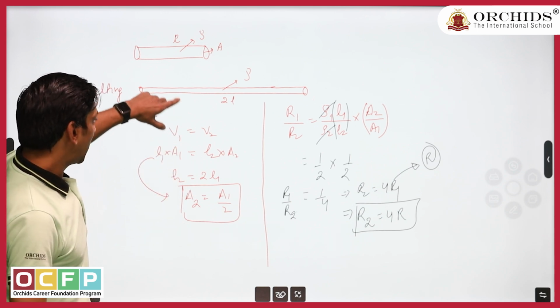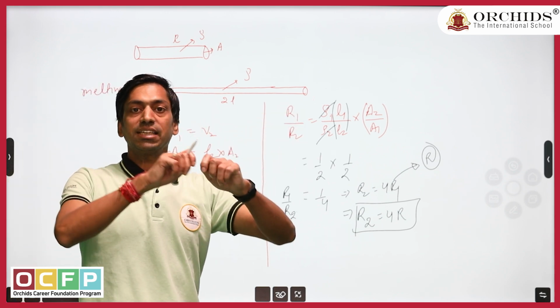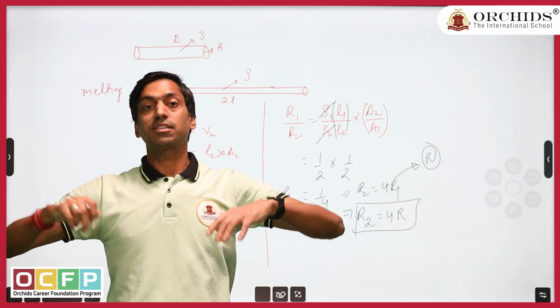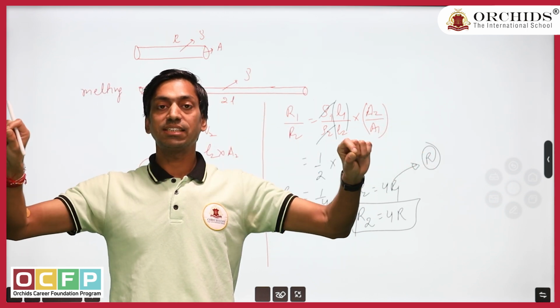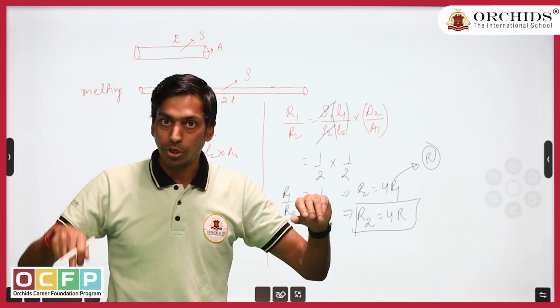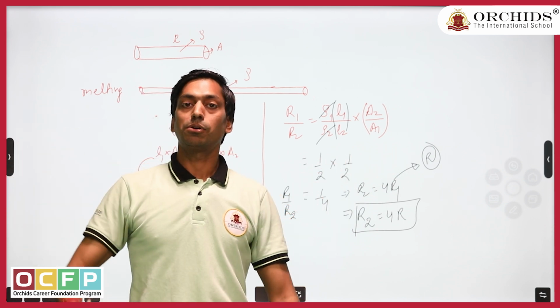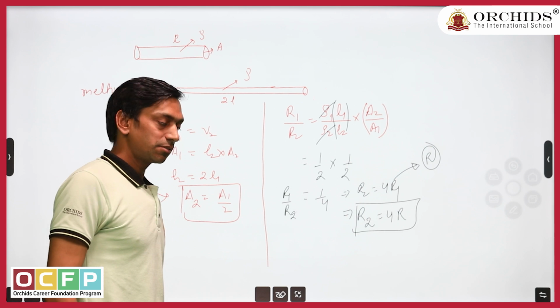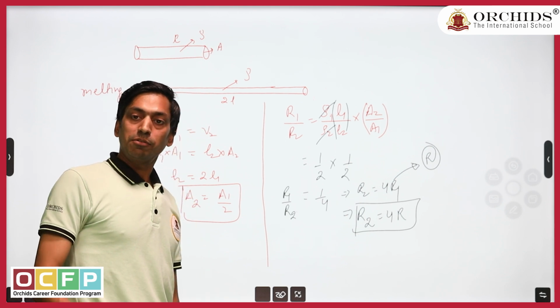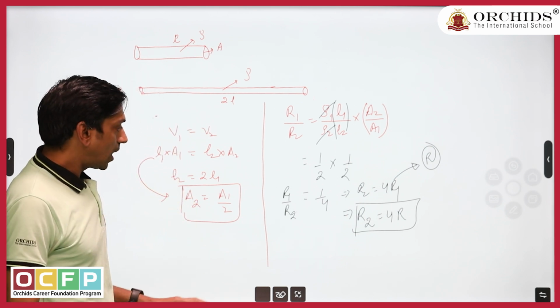And also, as we know that the length is increasing, resistance will increase, and also with the increase in length, area is decreasing. So if the denominator is decreasing, then resistance will also increase. So overall resistance will increase, and that becomes 4 times of R1.